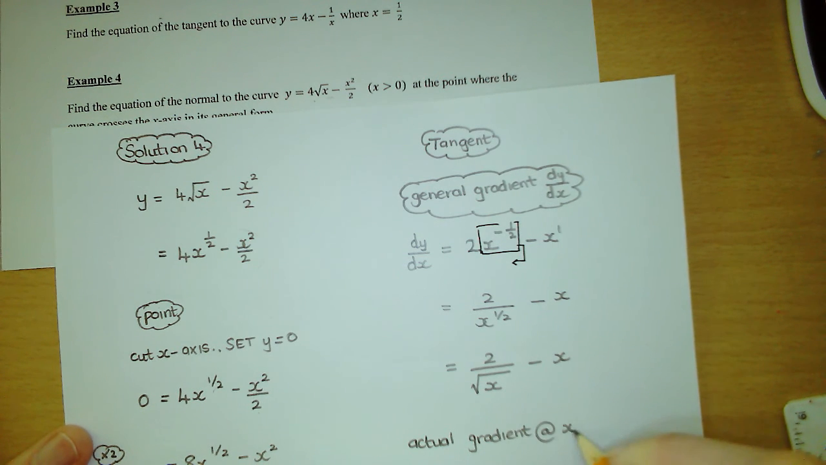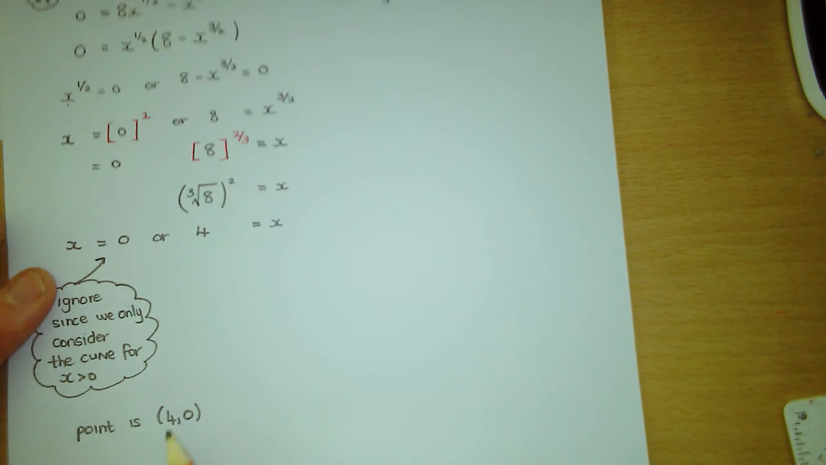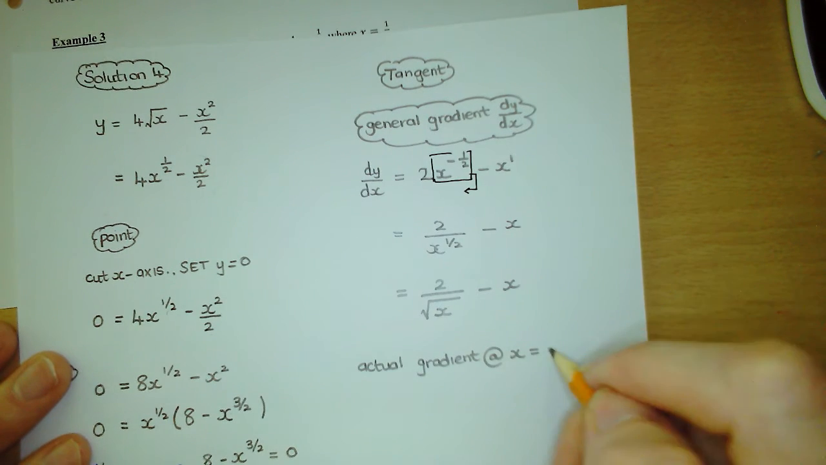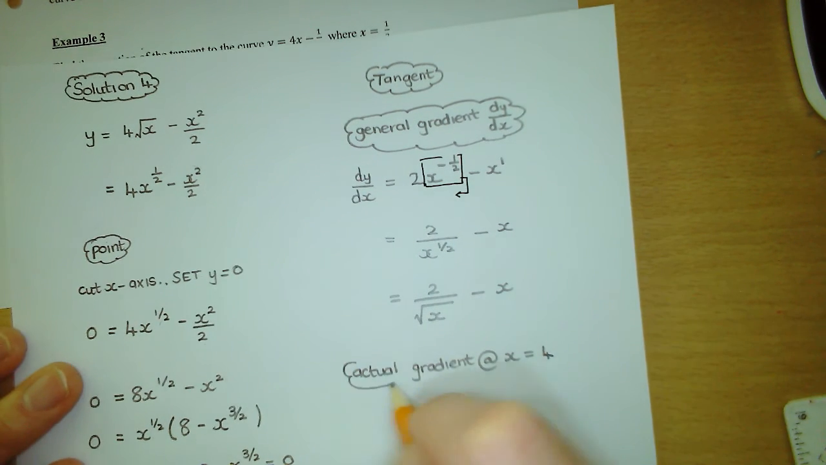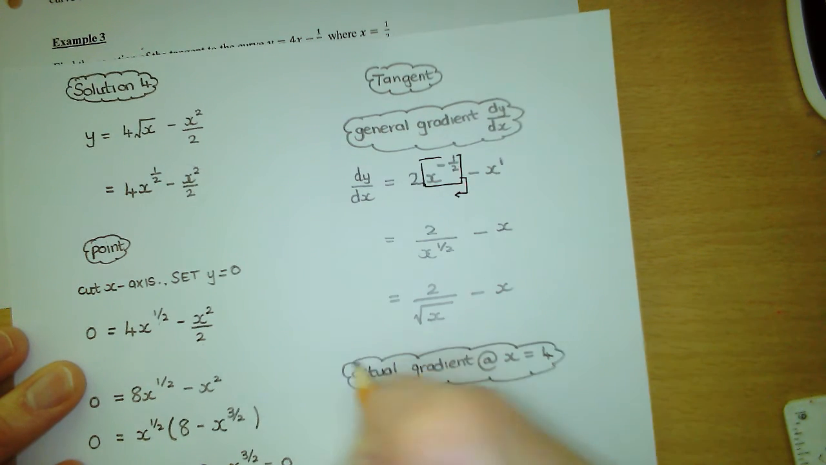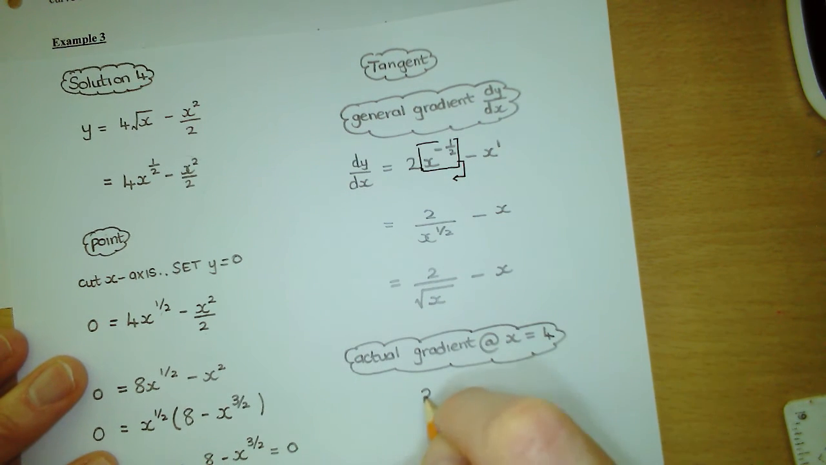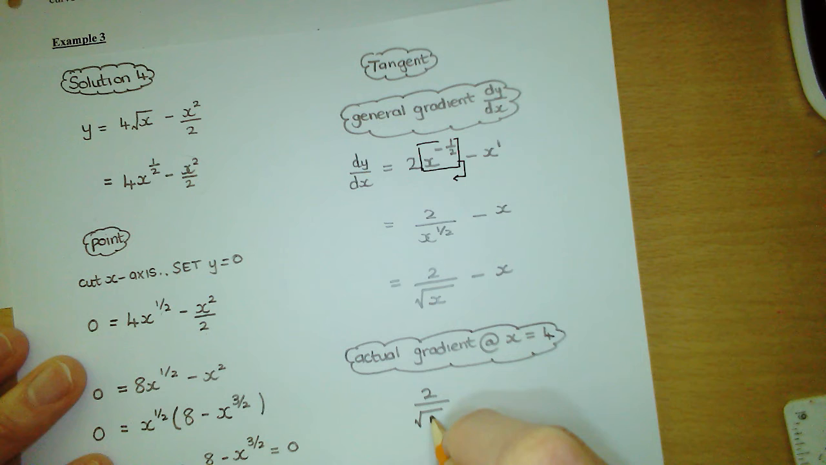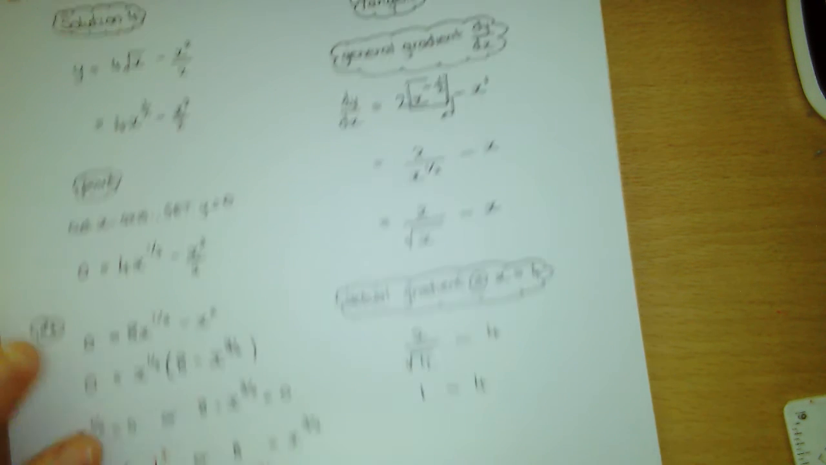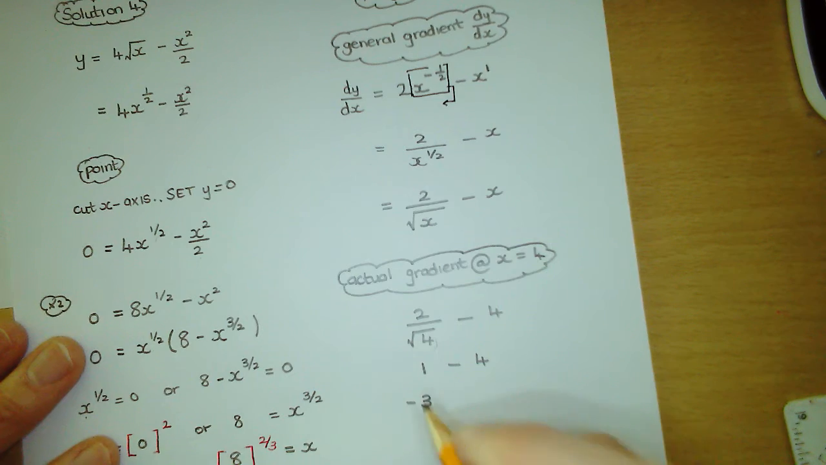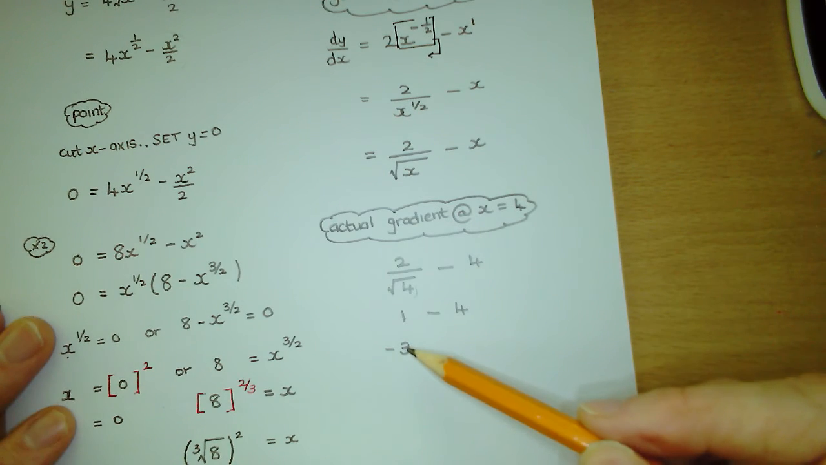at the point where x is equal to, and remember we worked out the point as being 4, 0, so the x coordinate of that point is 4. So let's sub in 4, so we're going to get 2 over the square root of 4, and then we're subtracting 4. Now we're only taking the positive square root here, there's no negative before it, so it's just the positive. So that's just going to be 2 over 2, which is just going to give us 1. Subtract 4, and that's going to give us negative 3. So we've just worked out the actual gradient of the tangent.